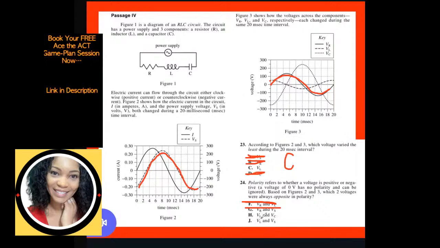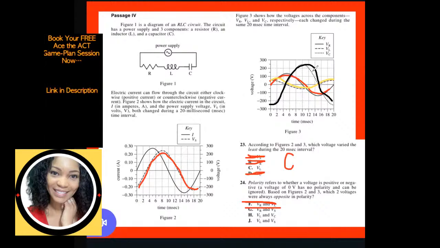We have V sub L and V sub C that we are comparing. And they're both in figure 3. V sub L is this one. And then the V sub C is this one. So are they always opposite? Let's see. Yellow, positive, black, negative. Okay, good. And we want to make sure that they always do that. Oh, it's looking good so far.